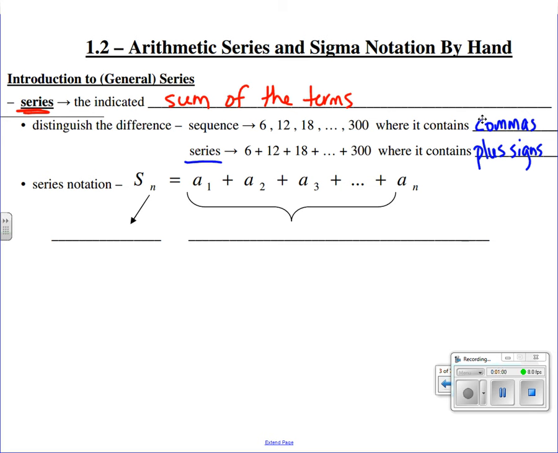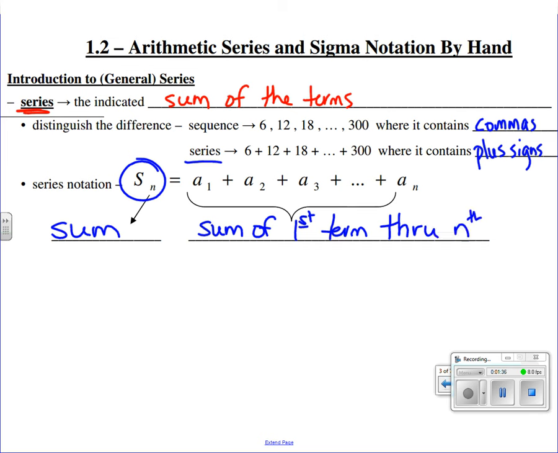That's just the difference between them. So a sequence is a list with commas. A series is the sum, so it would have plus signs. Okay. All right, so this S sub n means the sum. And then as you can see here, they've added, so it is the sum of the first term, because A sub 1 is your first term, through the nth term.